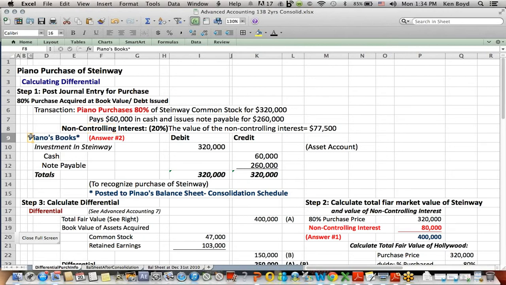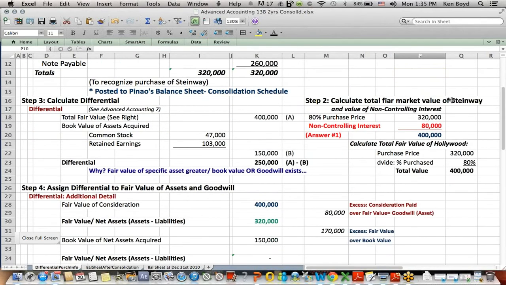So the first thing, on Piano's books, on the parent's books, we're going to debit a new account called Investment in Steinway for the $320,000. That's a new asset. Piano credits cash to reduce it by the $60,000 they paid. They create a liability, a note payable, of $260,000, and we have debits equal credits at $320,000. That's going to be the entry on Piano's books.